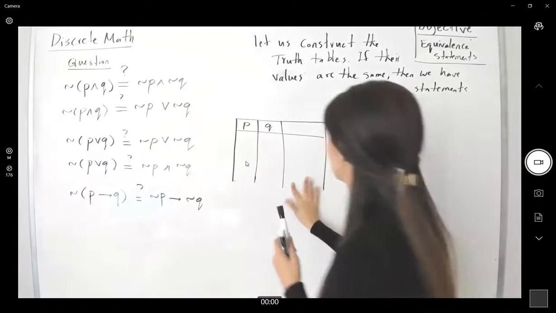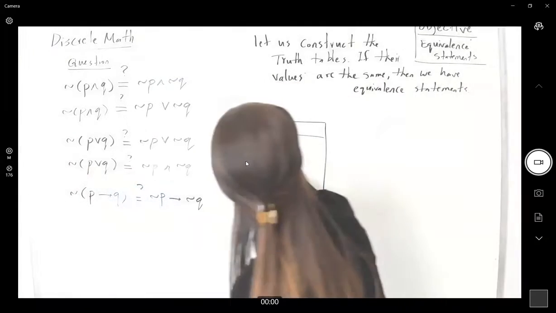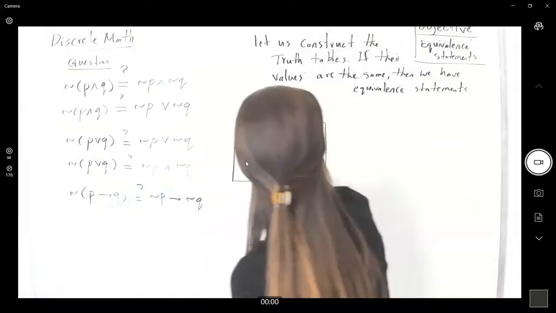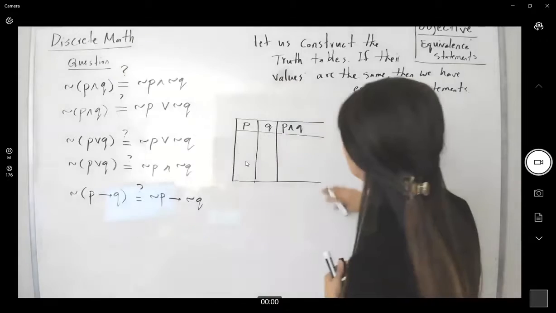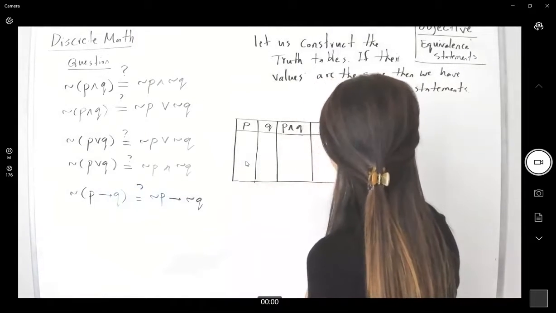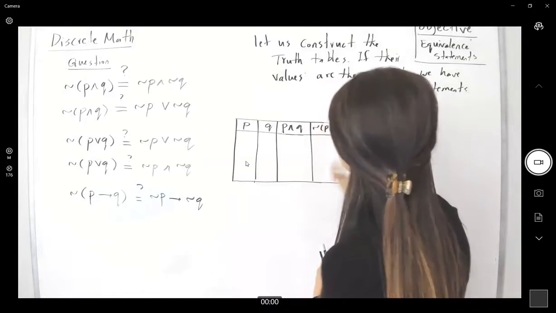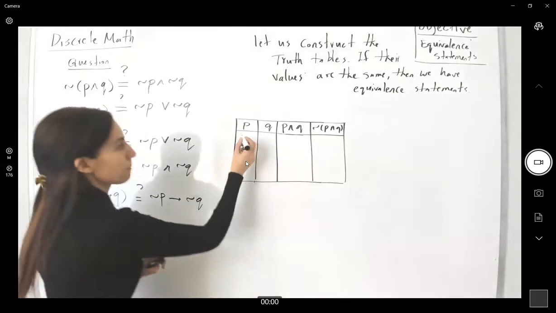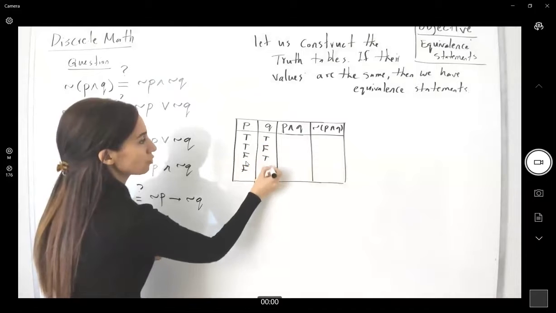So in this case, I'm going to write down the quantity inside parentheses here. I'm going to write down P and Q here. Then on the next column, I'm going to have the negation of P and Q. Very well. So I have true, true, false, false, true, false, true, false.